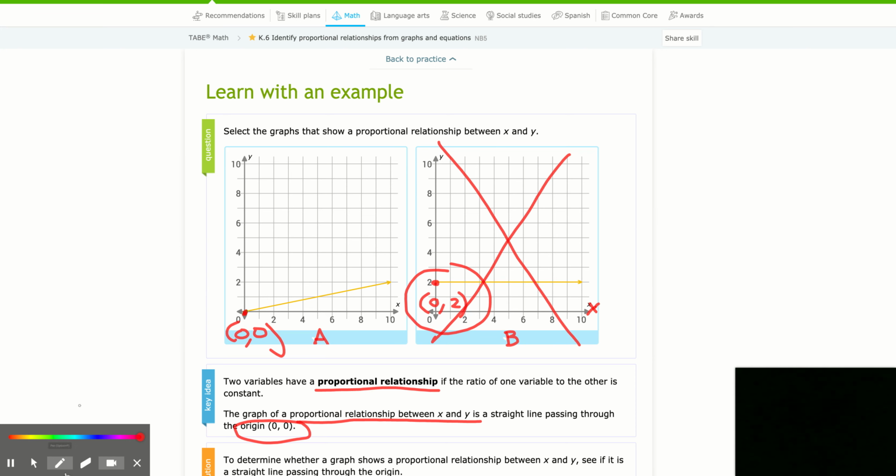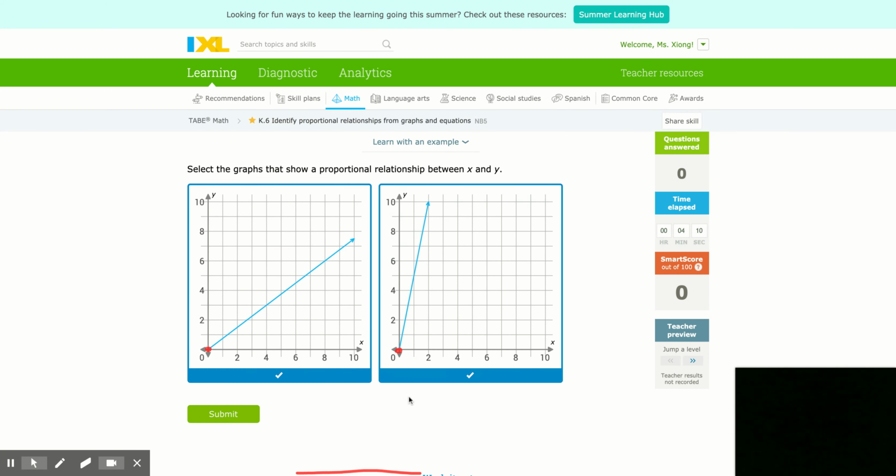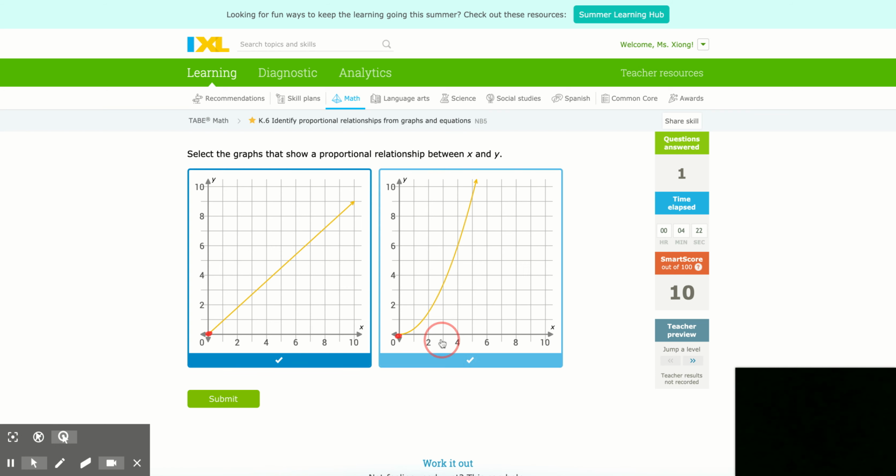All right, now let's try some examples. So for this first example here, I see that this first graph starts at 0, 0, and the second one starts at 0, 0. So they should both be proportional. I'm going to click on both and submit. It's correct. Again, these both start at 0, 0, so I'm going to click on them.